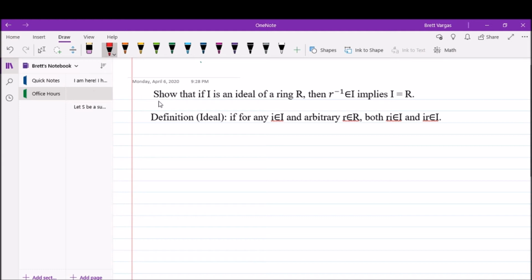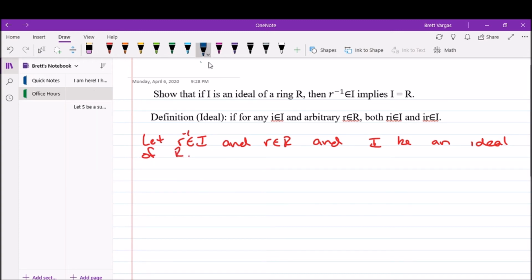In this video, I'm going to show that if I is an ideal of ring R, and if R inverse is an element of I, this implies that I equals R. So I'm going to let R inverse be an element of I, and R be an element of R, and I be an ideal of R. Okay, those are all the things that I was given.